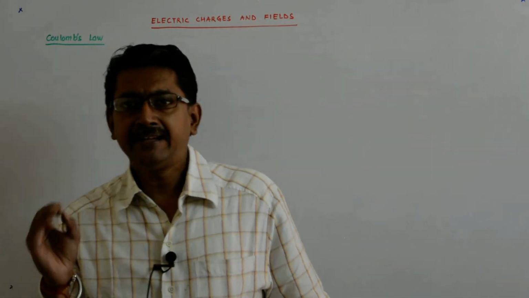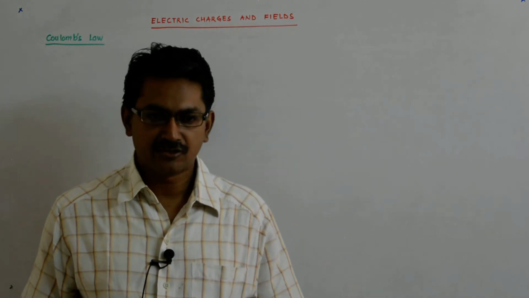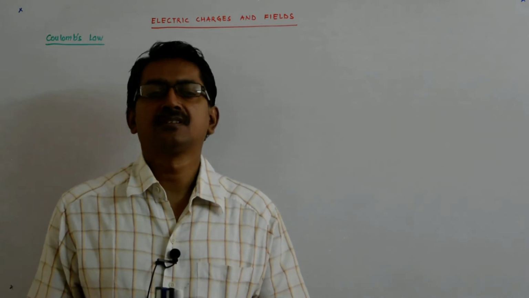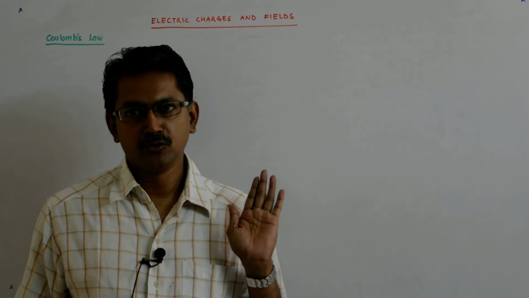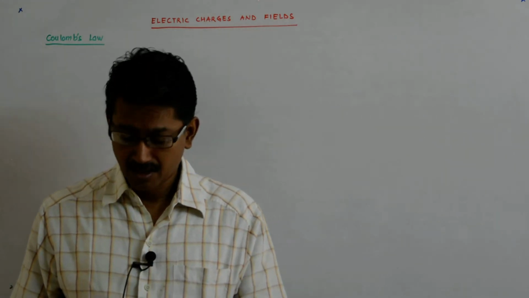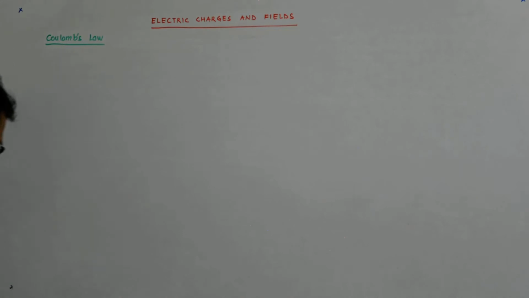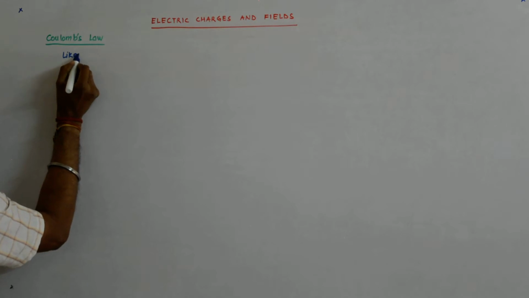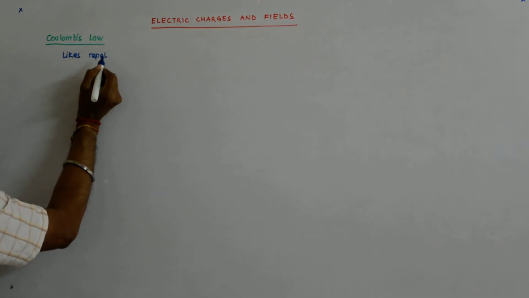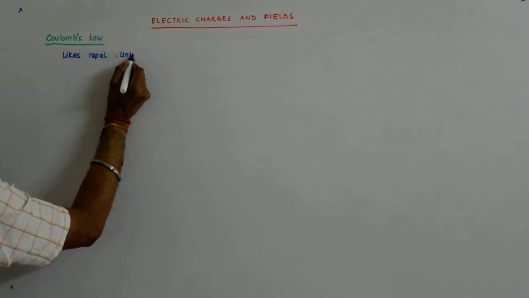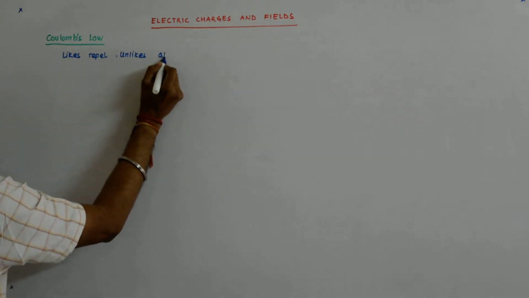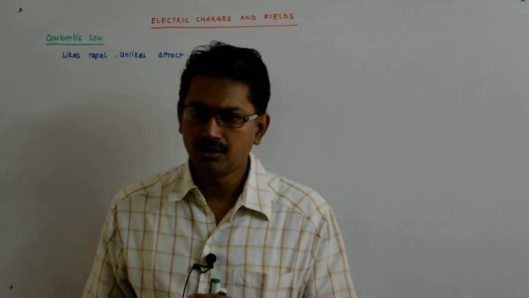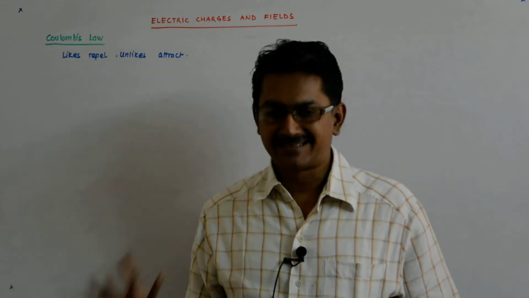Now we come to a very significant law in electrostatics that is called Coulomb's law. In its impact, you can consider it to be equivalent to Newton's law with masses. We have been saying that likes repel and unlikes attract. Now that is a macro property that we saw, but what is the law that binds them?